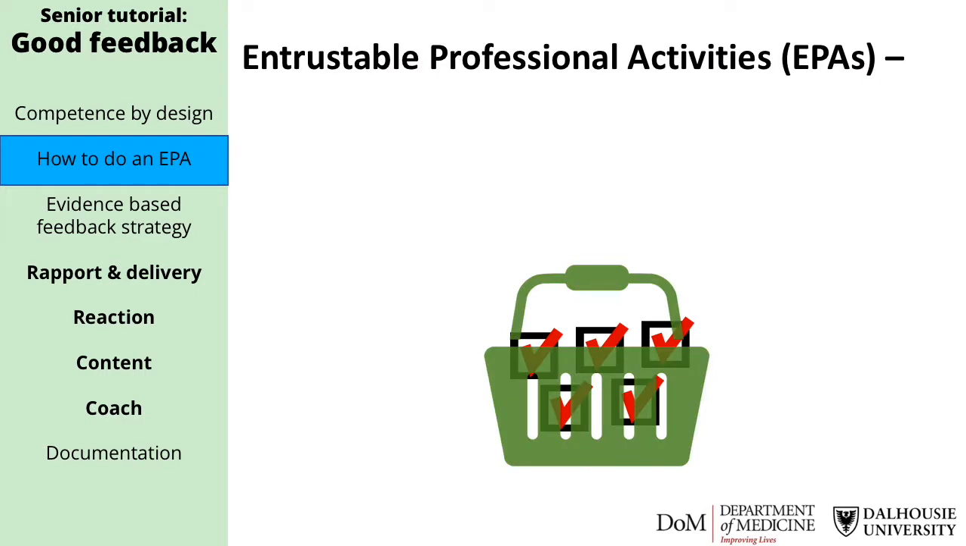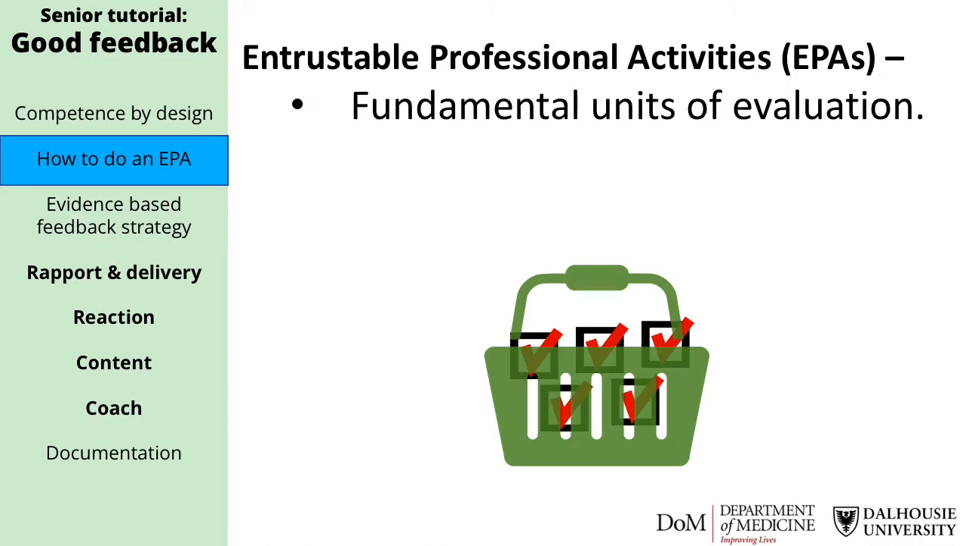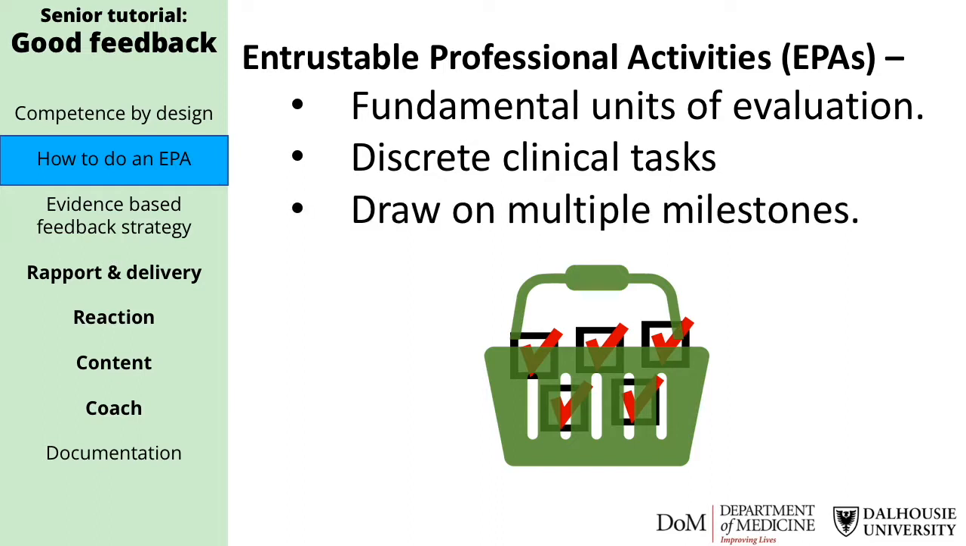EPAs, or Entrustable Professional Activities, are the fundamental units of evaluation in residency education. They are real-life tasks, the things that you do day to day, such as seeing consults or managing emergencies, and importantly, they require you to have met a couple of milestones at the same time to do them competently. From a practical standpoint, EPAs are sort of like baskets that bundle a bunch of milestones together that allows us to assess them all at once. And because EPAs are real clinical tasks, the way you evaluate them is simple. You just ask, could this trainee do this task if I were not here?